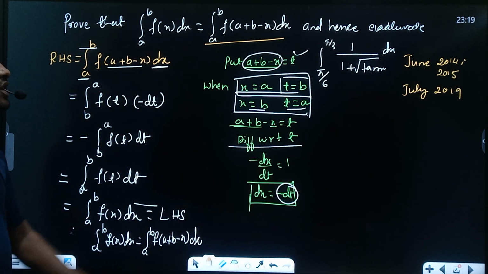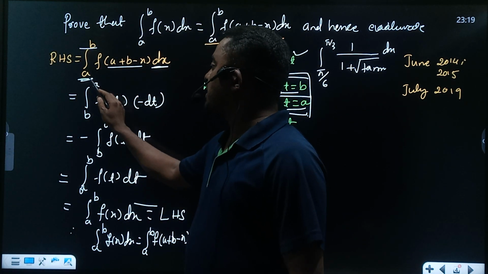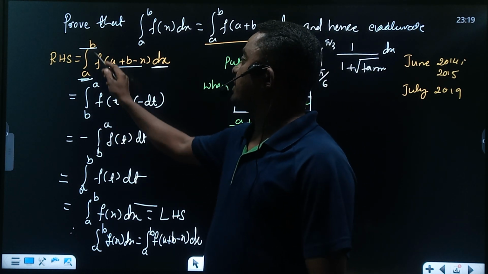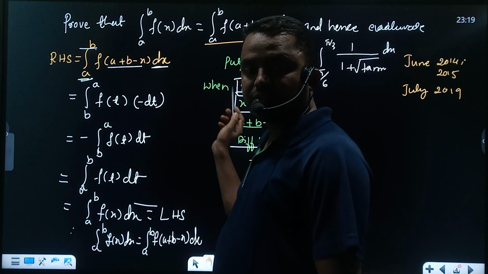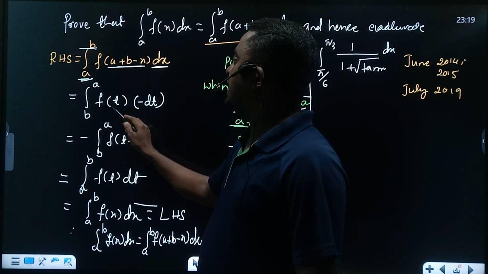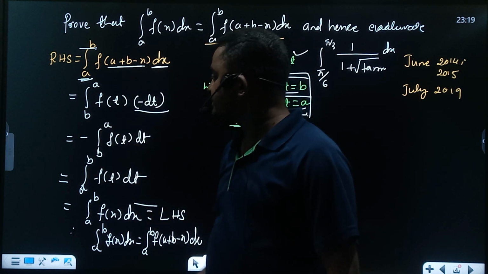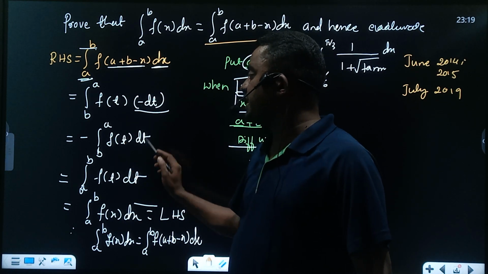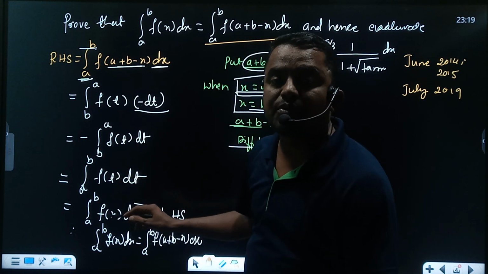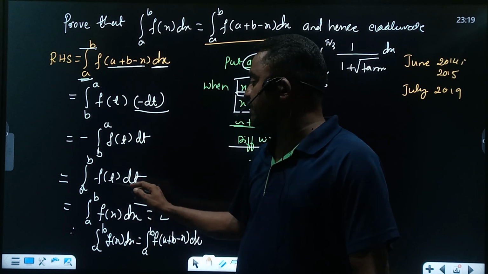So come to the substitution here. First we are changing the limit. In the place of the lower limit, when we put x is equal to a, the value of t is b. When we put x is equal to b in the substitution, the value of t will become a. A plus b minus x is t, and dx means minus dt. Now take the minus sign outside: integration of b to a f of t dt. Now interchange the limits, applying the second property, that minus sign will go out, that is a to b f of t dt.